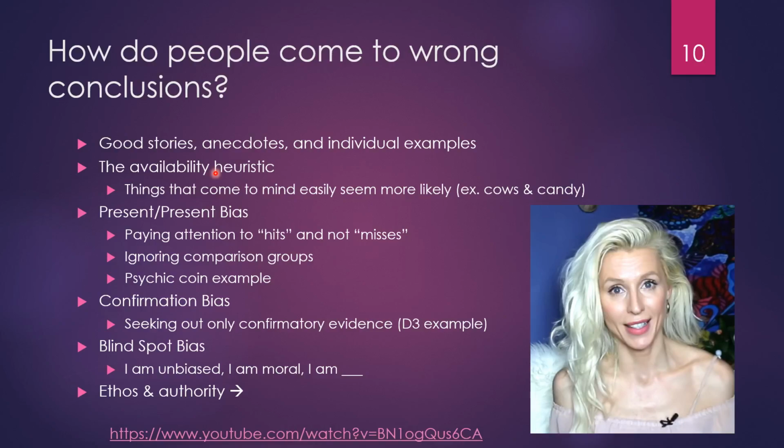The availability heuristic is that things that easily come to mind are more likely to be thought of as true. So an easy example for that is what kills more people every year?